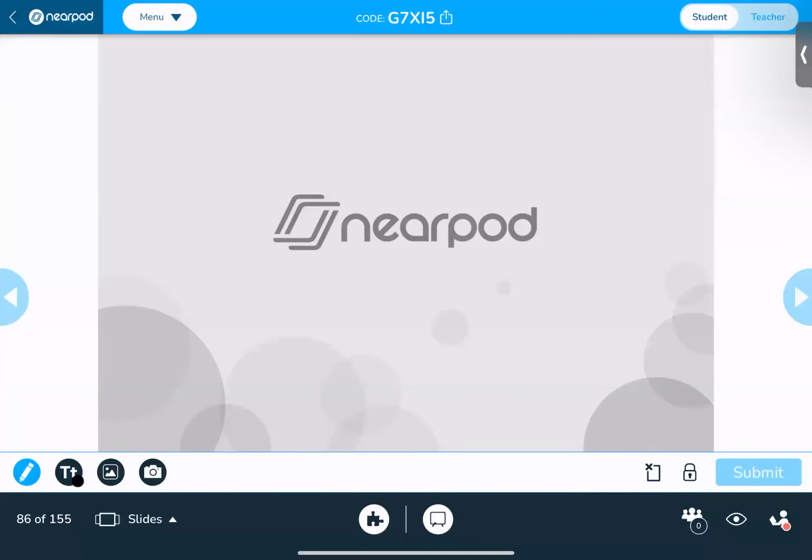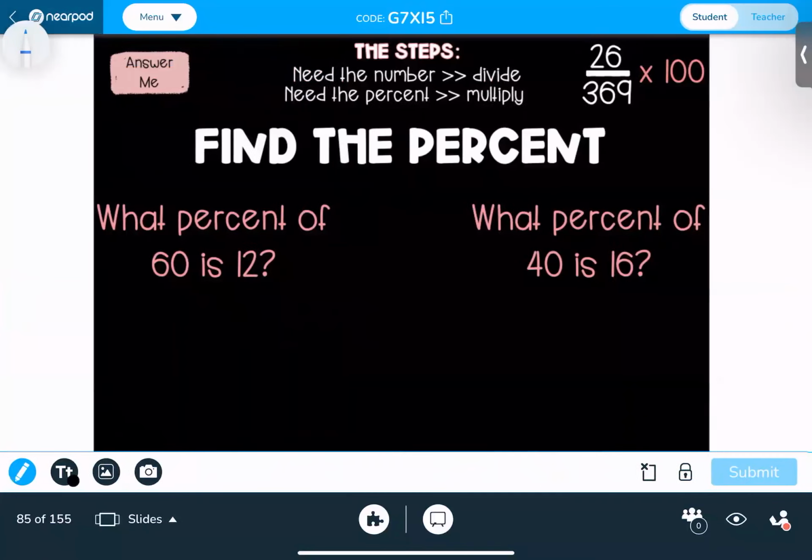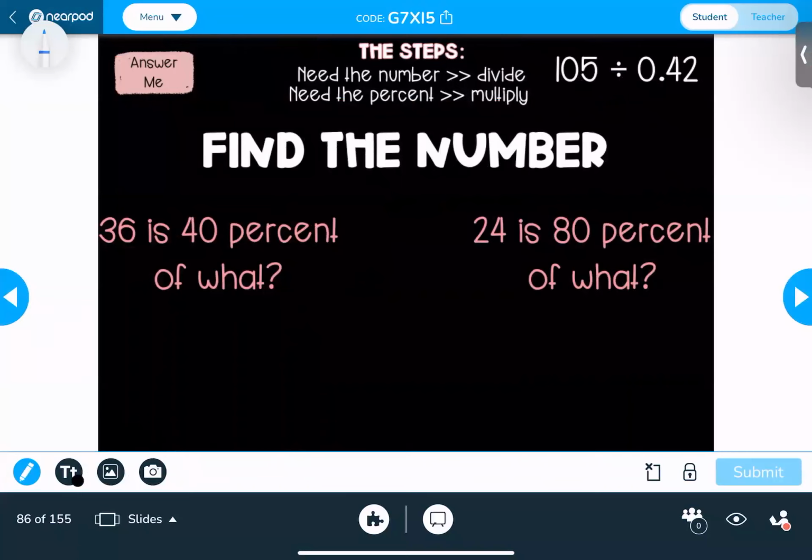Let's do one more set, and then we're going to stop here, okay? So if I'm finding the number, need the number, divide the number by the percent as a decimal, okay? Go ahead and pause now if you need a chance to solve.